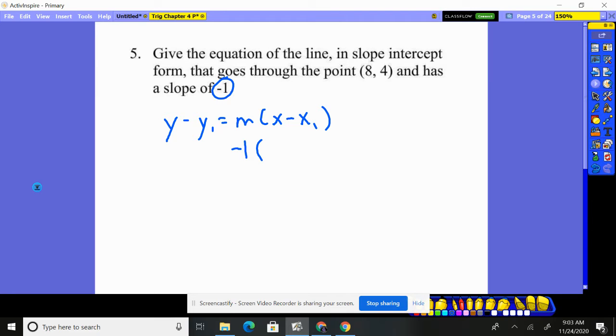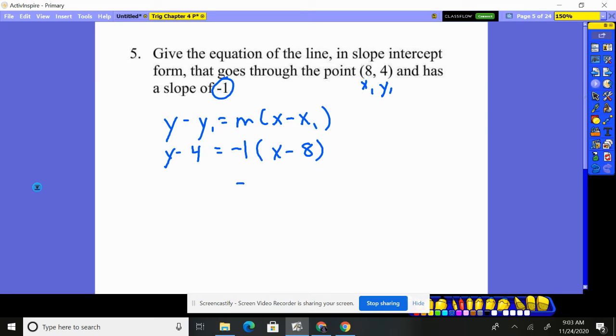Okay. It goes through what point? Well, here's your x sub 1 and your y sub 1. So you have 8, and the y sub 1 is 4. It doesn't get any easier than that. It gives you every single one of the points. All you have to do is plug it in and now clean it up.